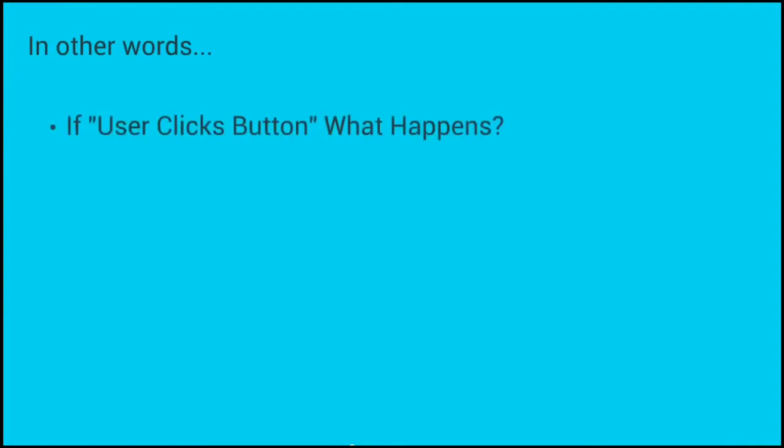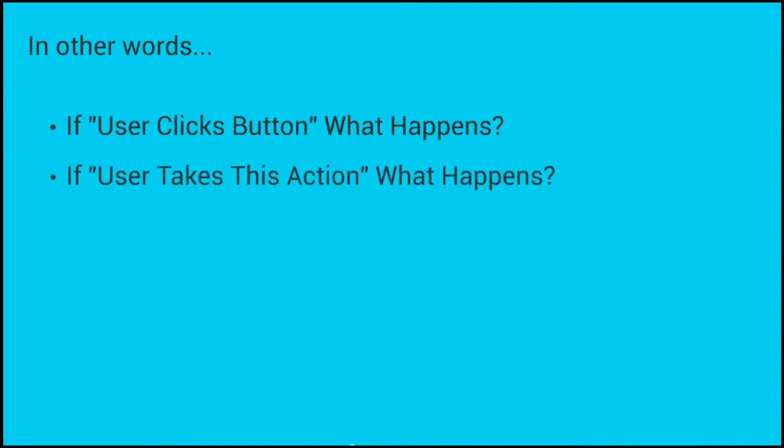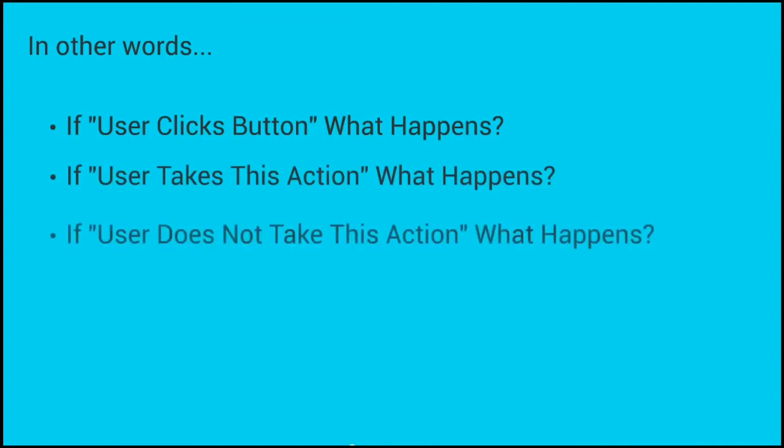So in other words, let's say, for example, if a user clicks a button, you're going to write down what happens. If the user takes a specific action, then what happens? If the user does not take that action, then what happens? So you're really going to have to figure out basically all the steps of the process. And then what happens if this happened, then this happened. If this does not happen, then this does not happen. Or if this does not happen, what happens?